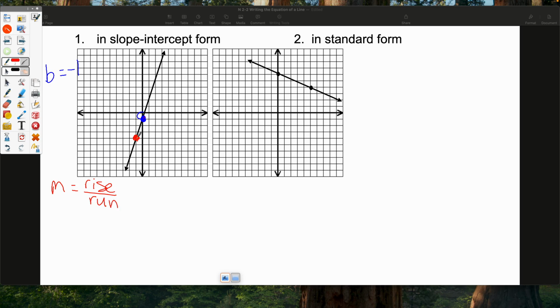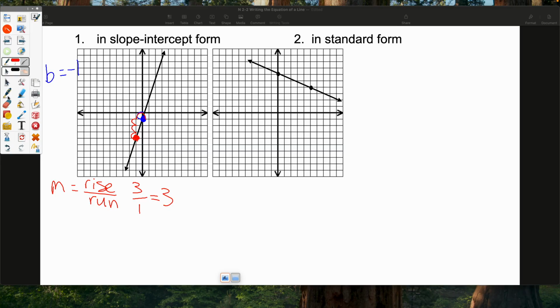So from the red to the blue, I rise 1, 2, 3. Rise is 3. And my run, I'm going to go right 1. So 3 over 1. Or if we simplify that, just 3. 3 divided by 1 is just 3.